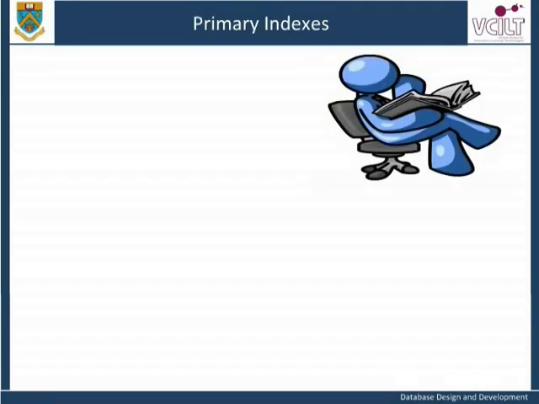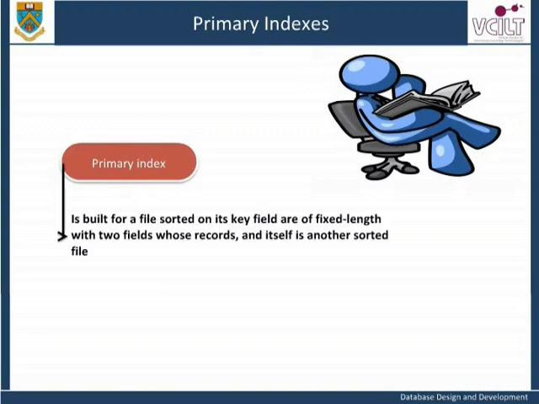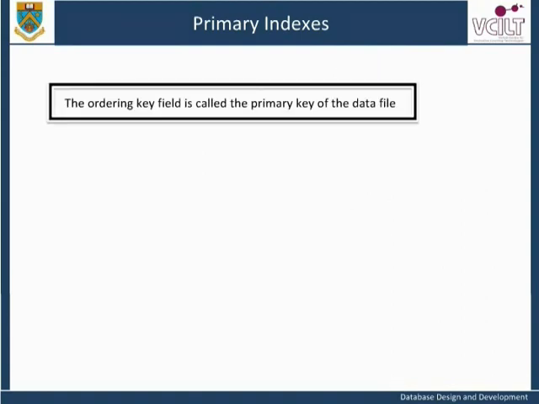Primary index. A primary index is built for a file, the data file, sorted on its key field, and itself is another sorted file, the index file, whose index records are of fixed length with two fields. The first field is of the same data type as the ordering key field of the data file, and the second field is a pointer to a disk block, that is, the block address. The ordering key field is called the primary key of the data file.